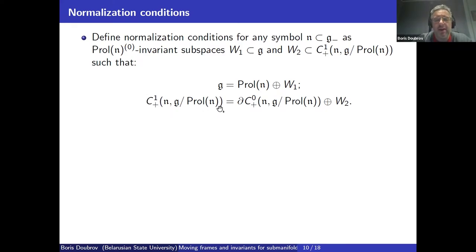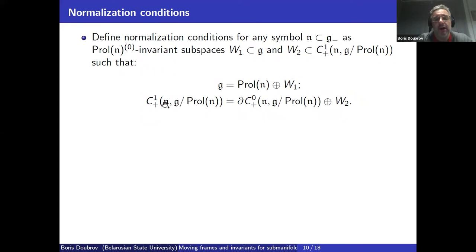So we consider the following object. C1 is like C^k(N, G) by prolongation of N; in this case, C1 is one-cochains of the Lie algebra N with values in this module. Just to see that everything is well defined, N is a subalgebra of G, or G minus to be precise. So N naturally acts on G, and of course N is a subalgebra of prolongation of N.